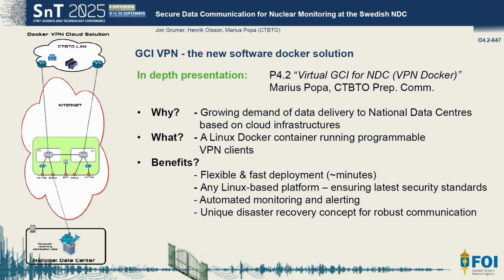But the motivation, as far as I understand, behind why IDC developed this new solution was that more and more NDCs wanted to have their servers in the cloud. So that was the initial motivation, but then it also fits very well with the needs that we have, thus allowing us to put the VPN in a DMZ.